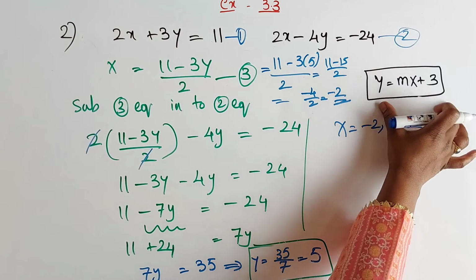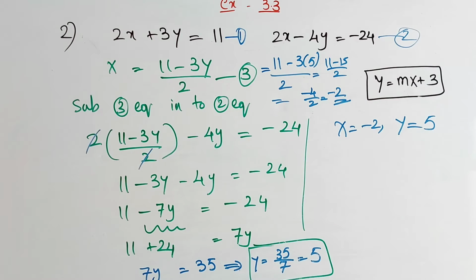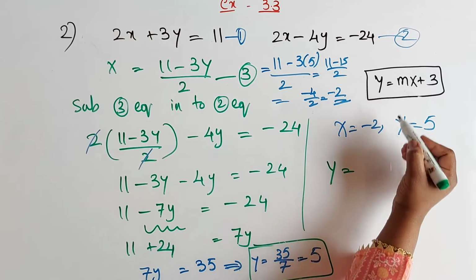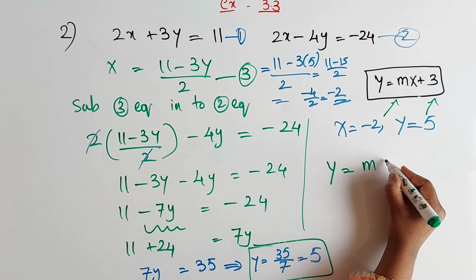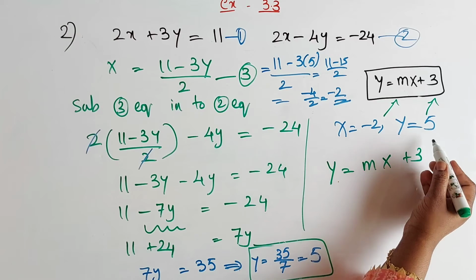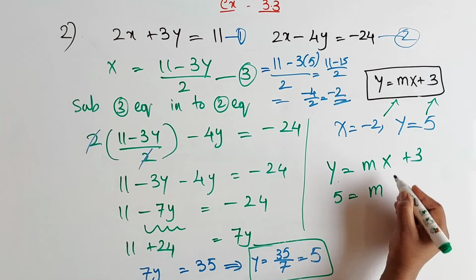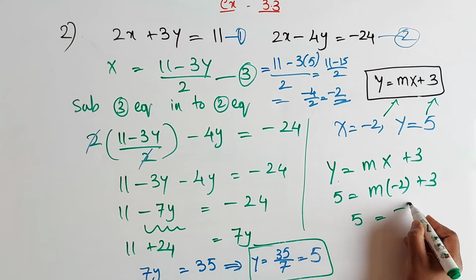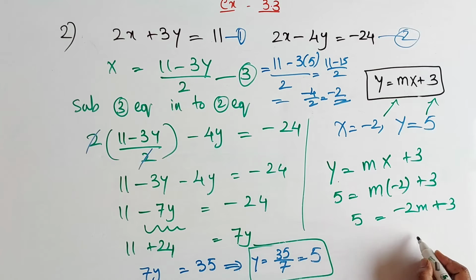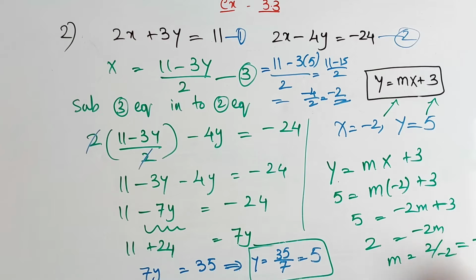But they have given y equal to mx plus 3. Correct, children? So just substitute these values into this equation. Y equal to mx plus 3. We know the y value. 5 equal to m into, we know the x value, minus 2, plus 3, children. 5 equal to minus 2m plus 3. From here minus 2m equal to 5 minus 3, that is 2. Therefore m equal to 2 divided by minus 2, that is minus 1, children. M value is minus 1.